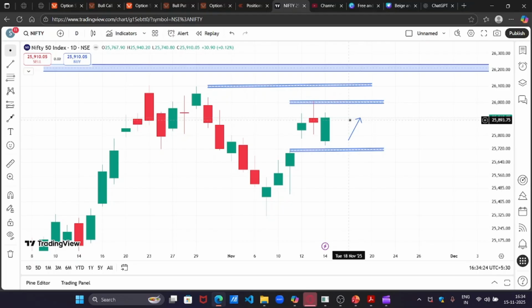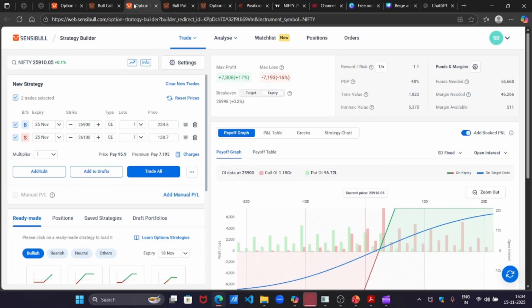In that case, if I'm sure about it that it will go up only, I will create a bull call spread. So in this one, for 25th November, I have bought a strike price of 25,900 for rupees 234 and sold 26,100 at 138. So overall buying leg minus selling leg, I am in debit of almost 100 rupees, 94, 95 rupees, right? Now this is the premium I am paying upfront to open the trade.